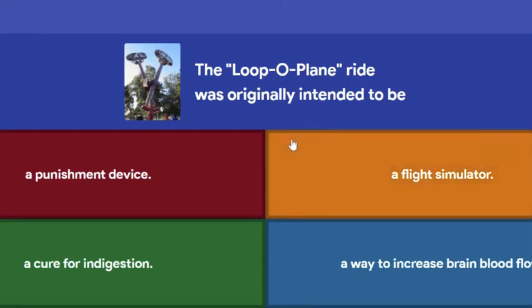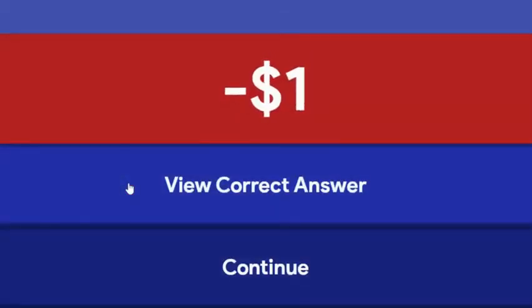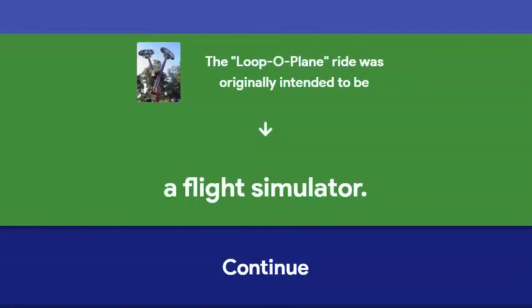So the loop-to-loop plane ride was originally intended to be a punishment device. Let's go with that. Oh, I was wrong. That's terrible. So you'll notice it's got the -$1. I just lost $1. Oh no. But I have the option to do better next time because I'm going to see that question again. View the correct answer. Oh, it's a flight simulator. Okay, I'm going to remember that.